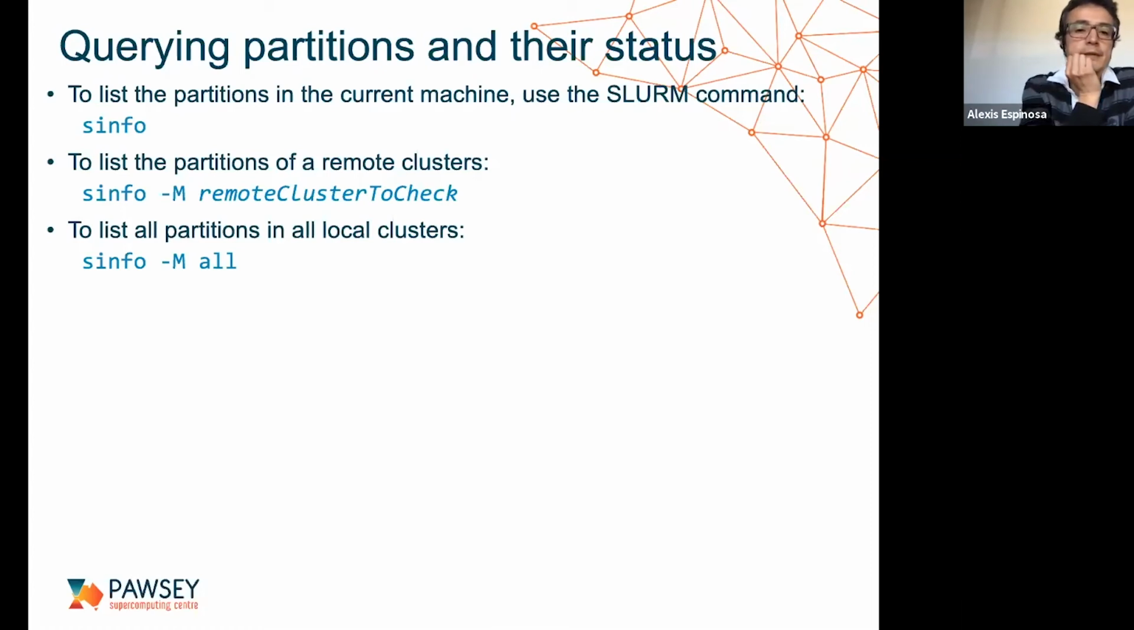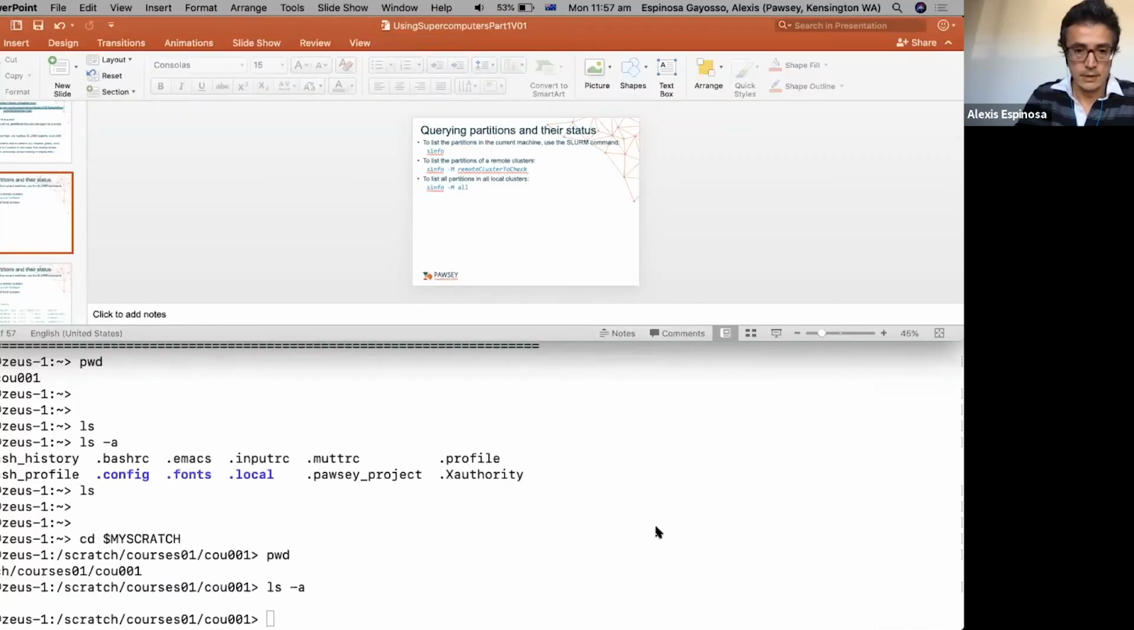So which queues are available? You can check which queues are available in the computer you are currently connected to with the Slurm command sinfo. If you type sinfo, you will see the queues that are available in SUSE. If you want to check the queues or partitions available in Magnus while you are connected to SUSE, you will need to use the -m option and then the name of the cluster you want to check. And if you want to check everything, -M, capital M, and then all. So I'm going to do that here.